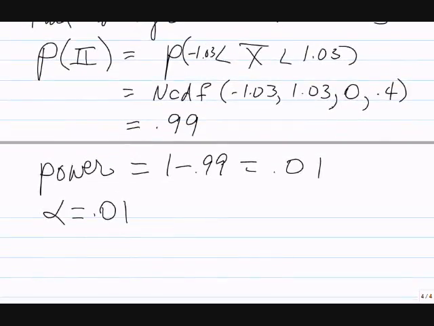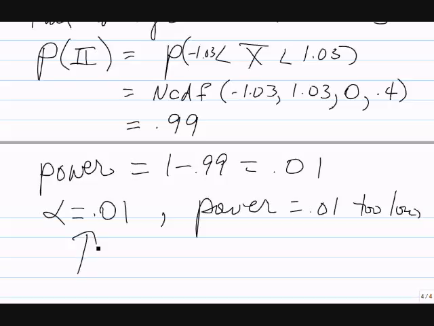So my alpha was 0.01. My power is 0.01. It's too low. All I did to make that too low was I changed that alpha to something really small.